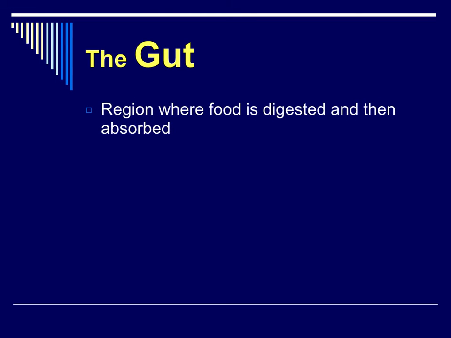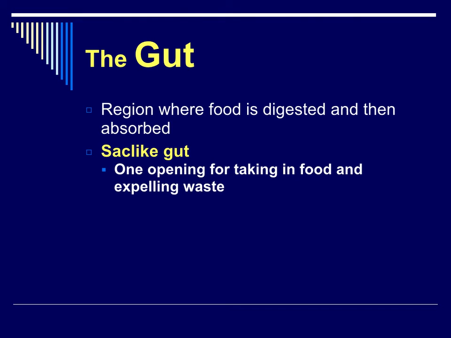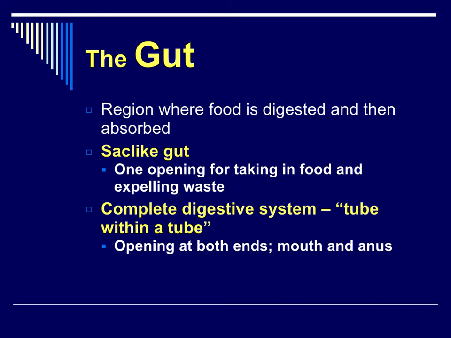And then we've got to talk about the gut, the types of things we're going to see in these. The gut is the region where food is digested and then absorbed. A sac-like gut has one opening for taking in food and expelling waste, whereas a complete digestive system, tube within a tube, has an opening at both ends. So a sac-like gut has only one opening, and a complete tube within a tube has an opening at both ends, the mouth and the anus.